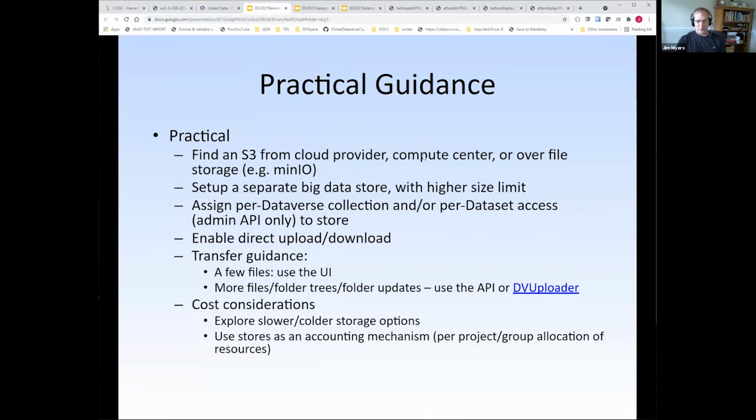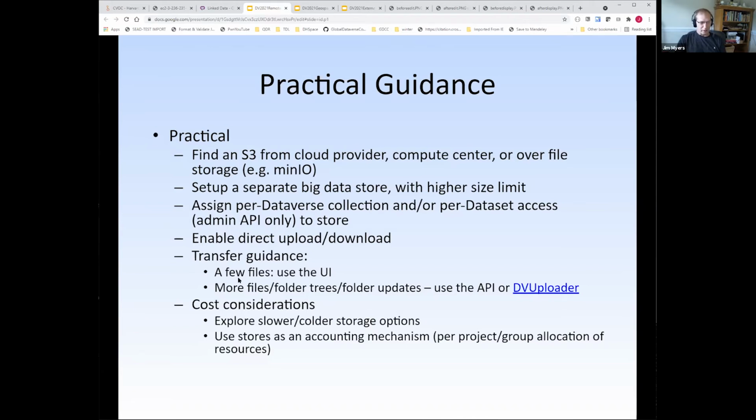So, practical guidance on the S3 side. And again, I think you found lots of new interesting things for other S3 providers in the presentations today. But once you find an S3 provider, as you saw in that video, you can set up a store. Harvard is doing things like setting up separate stores with higher limits so that they can only allow people in certain Dataverses or certain datasets to access the larger store. So most people can upload up to this amount, but when they talk to you, you can give them larger access. Definitely enable the direct upload, not download, to make it faster.